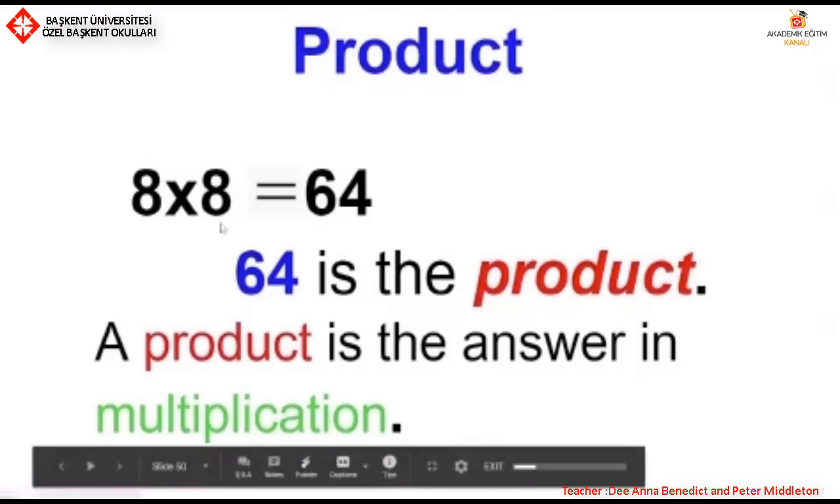8 times 8 equals 64. 64 is the product. A product is the answer in multiplication.